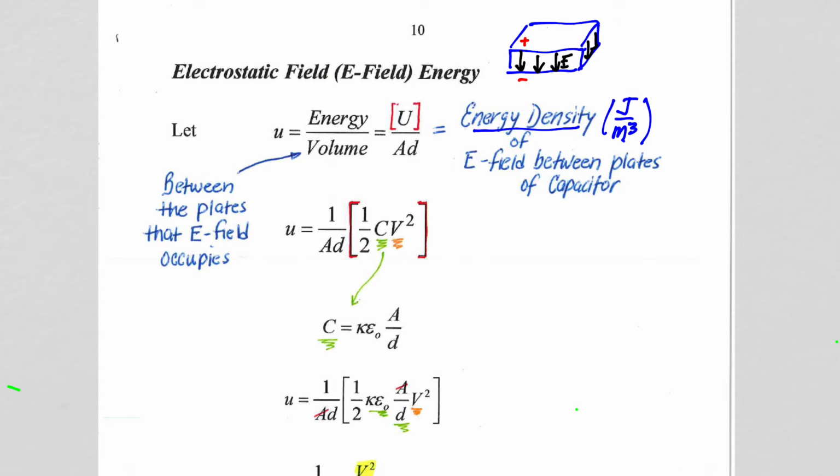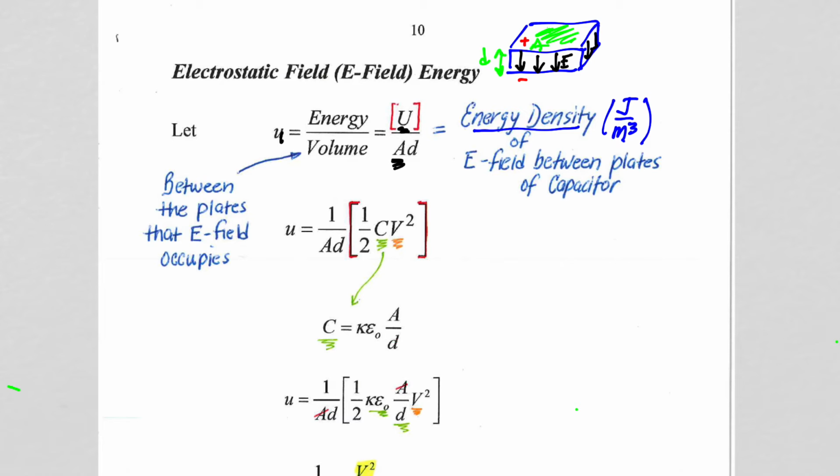Now, a lot of textbooks do use a more scripty U, but it's lowercase u. It's energy per volume. Now we've used U as it says here for the potential energy, joules, but this is the joules per volume. A is the cross-sectional area of the plate, so that's our cross-sectional area up here. And D is the distance between the plates, giving us our volume.